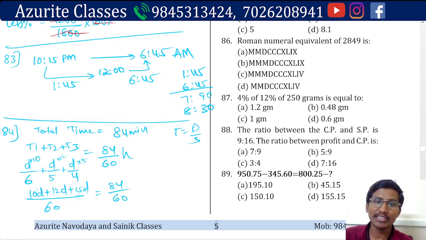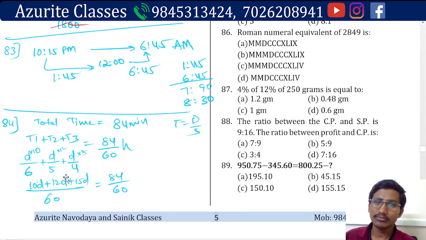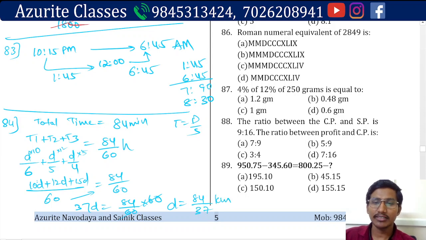That 60 will go to the other side and multiply. So 10d plus 12d is 22, 22 plus 15 is 37d. So 37d is equal to 84 by 60 into 60. The 60 cancels, so d will be 84 divided by 37 kilometers.